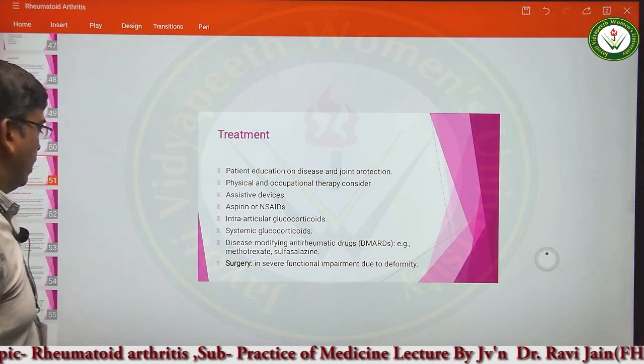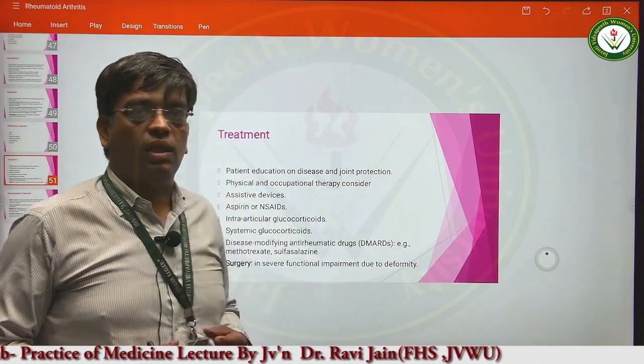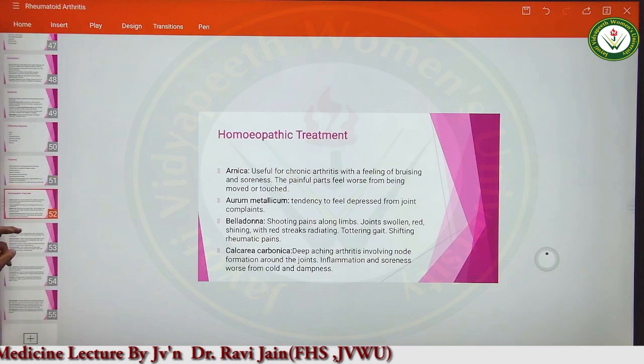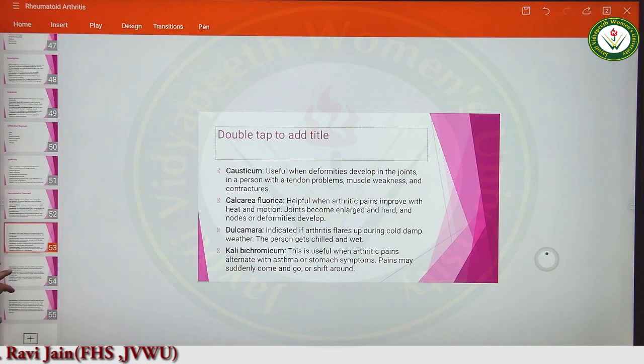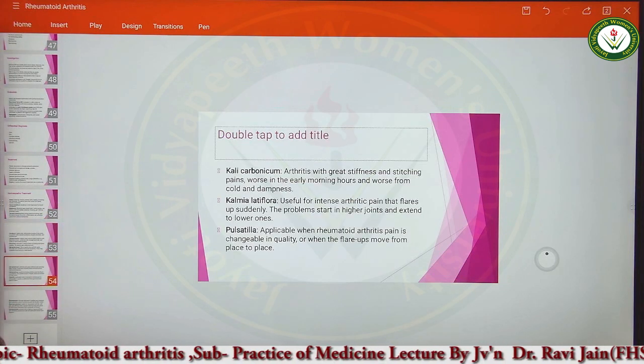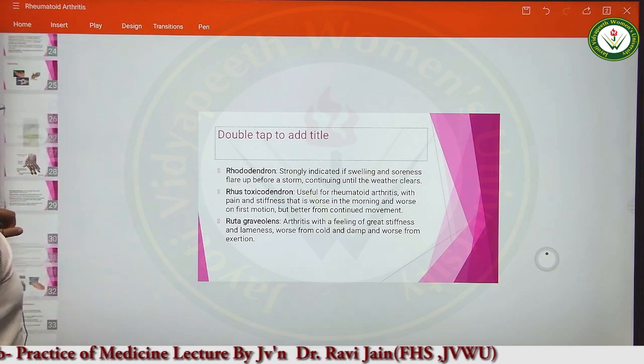In extreme cases, surgical treatment that can include joint replacement can also be done. In homeopathy, we have Arnica, Aurum Met, Belladonna, Calcarea Carb, Causticum, Calcarea Fluor, Dulcamara, Kali Bichrome, Kali Carb, Kalmia, Pulsatilla, Rhododendron, Rhus Tox and Ruta. These medicines can all be given.